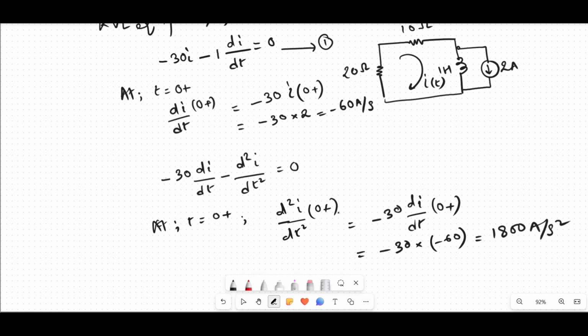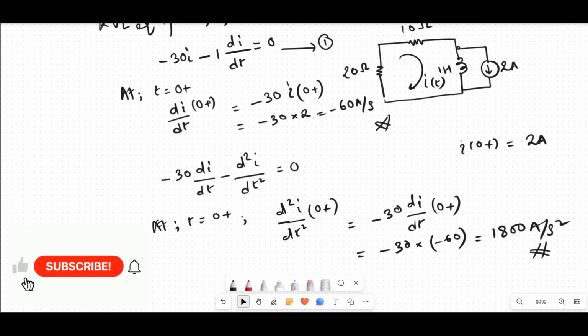I hope you have understood how to solve a circuit which contains an inductor, and these are the results. I hope you will be able to solve various numericals in this direction, and in the next class we will be continuing with some other logic which we may face during transient analysis. Thank you.